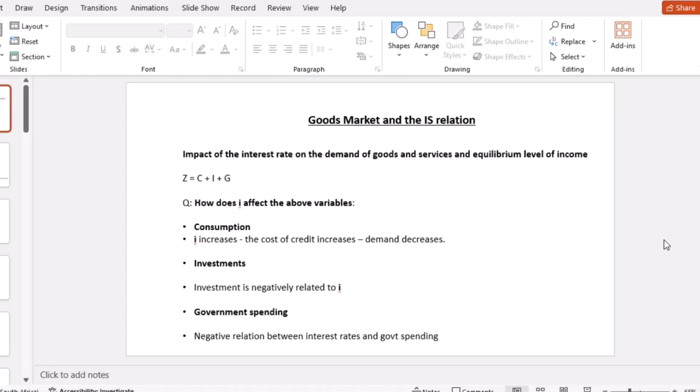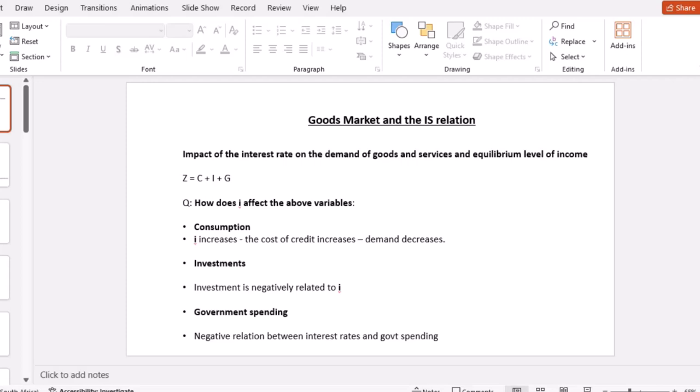So this is an extremely important topic, the IS-LM model, the goods and financial markets. So I want you to pay careful attention and focus. And we're going to look, the first thing we're going to do is to derive the IS curve. And before that, some concepts that we need to understand.